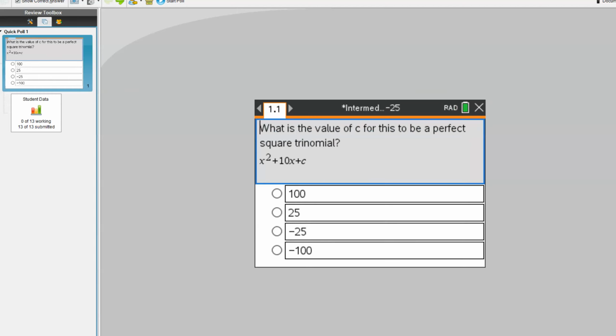So this is from 4.5, which we covered last Friday. All right, so we're asking about what is the value C for this to be a perfect square trinomial. So for a perfect square trinomial, we have to take the middle one, B, divide by 2. Half of 10 is 5. Now, C is going to be that value squared. 5 squared is 25.